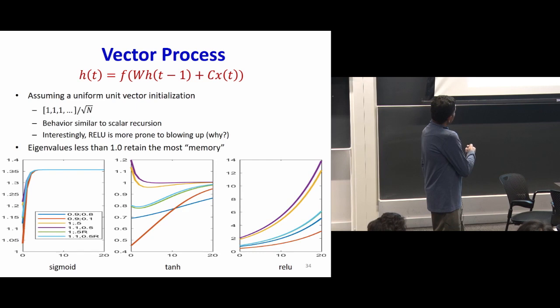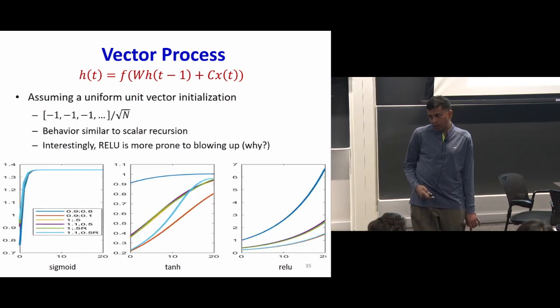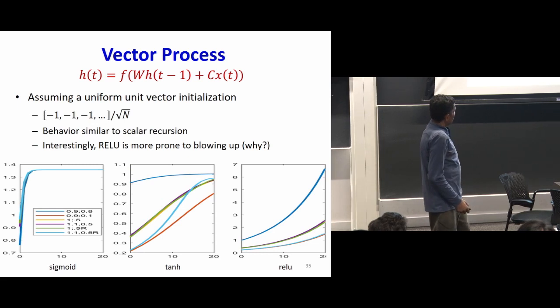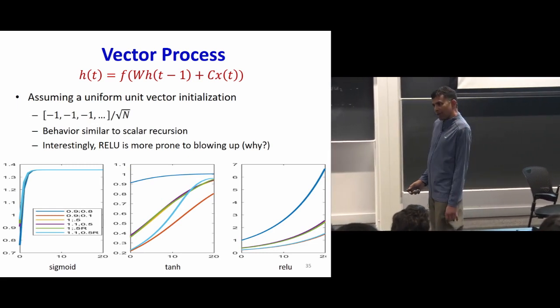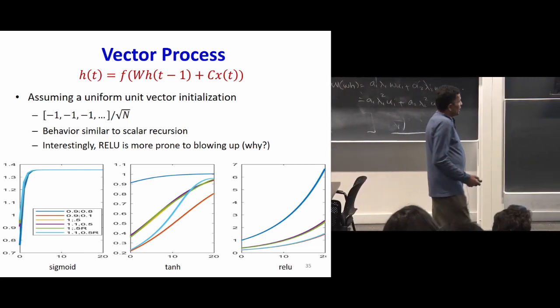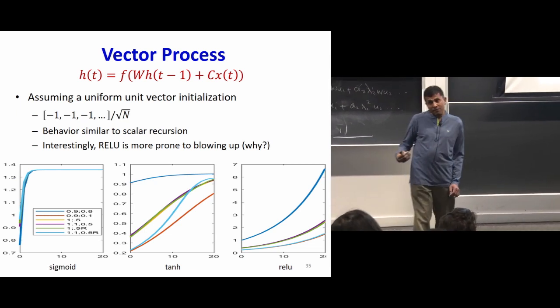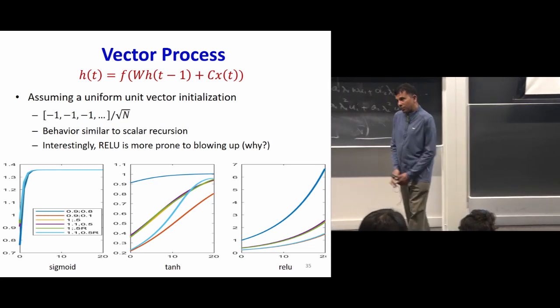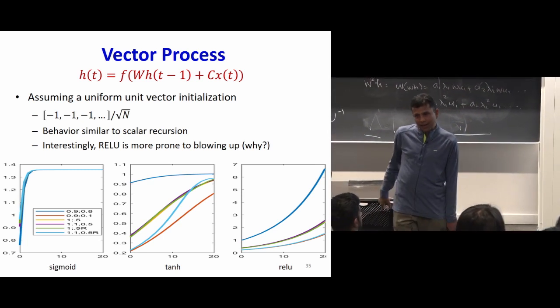So now I've started from a vector of positive numbers. If I start from a vector of negative numbers, what happens? Same behavior. The sigmoid saturates very quickly. The TANH tends to have some kind of memory behavior and the ReLU blows up again. So in the case of vector inputs, having ReLUs for your hidden activations is obviously a very bad idea.